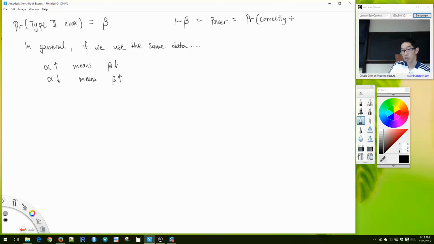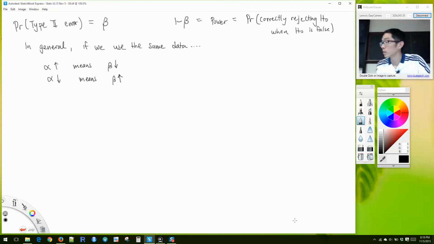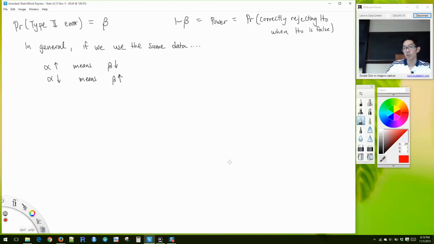correctly rejecting the null when the null is false. So that's this square, this is the power square. The power of this decision, or the probability of that decision, is power: rejecting the null when the null is false.